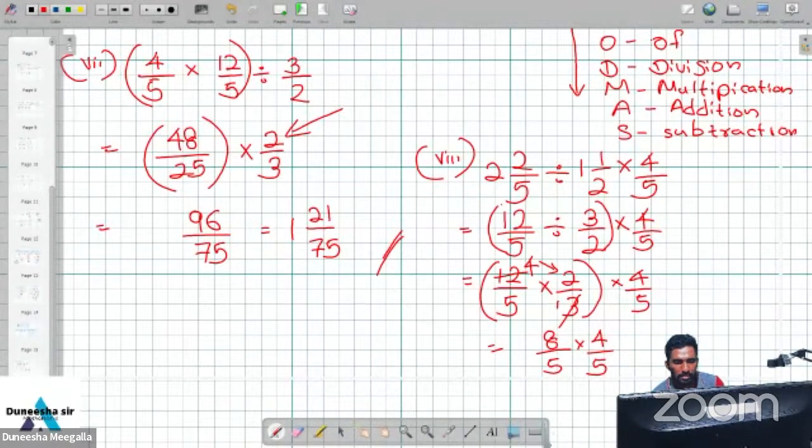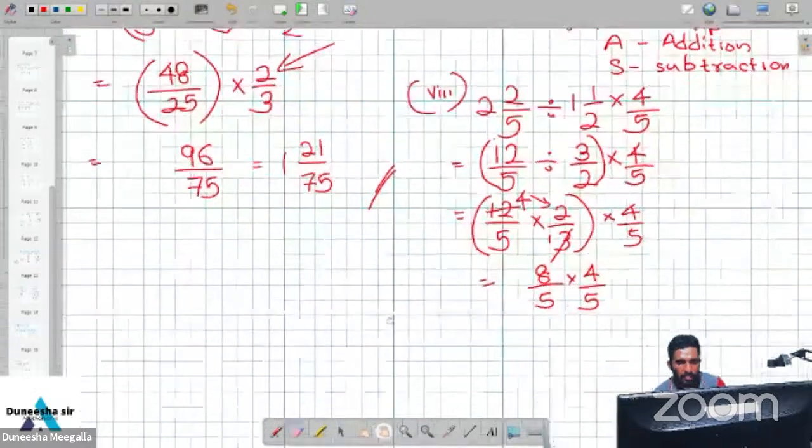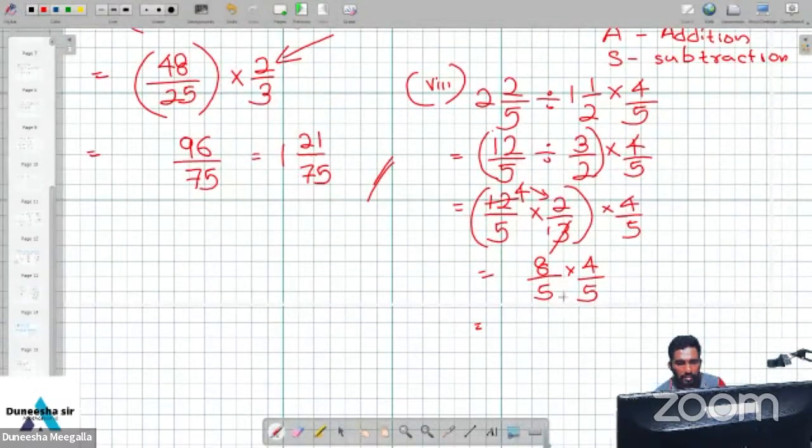Okay, I think the time is enough. What is that? 32 over 25. What is the fraction? 1 and 7 over 25. Okay.